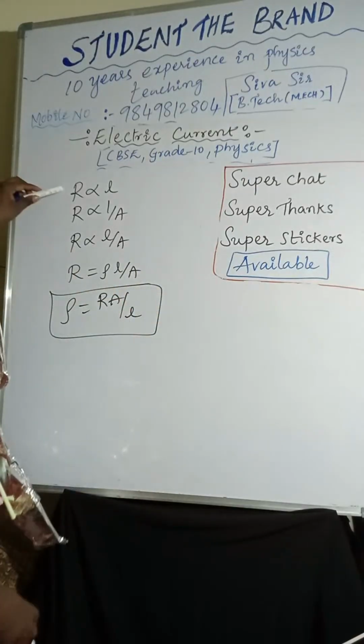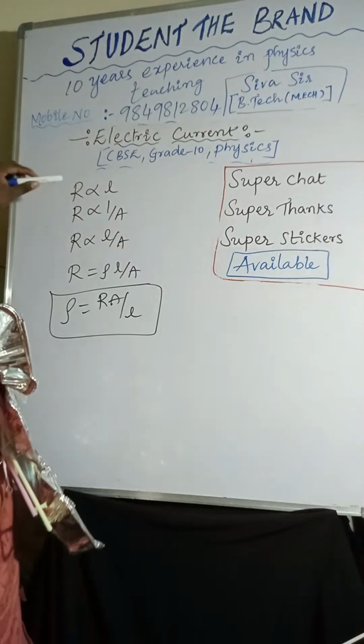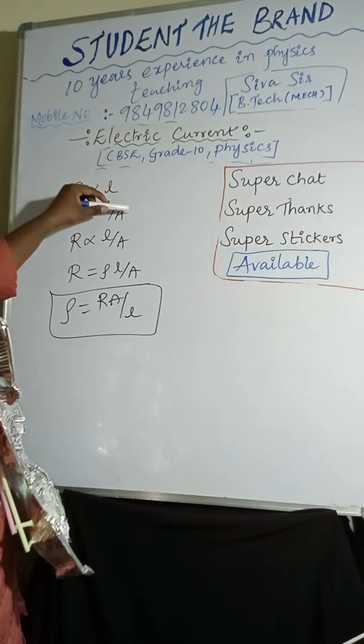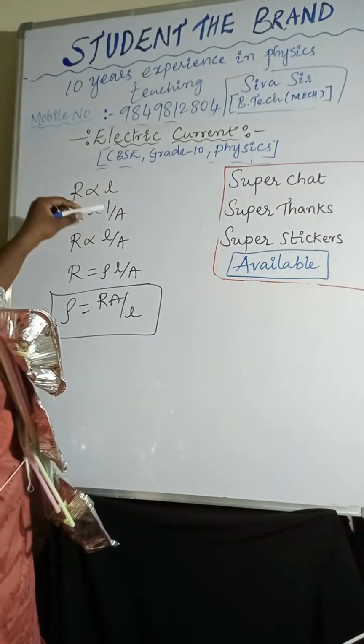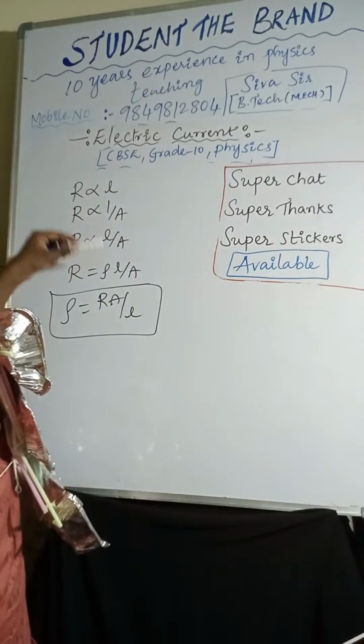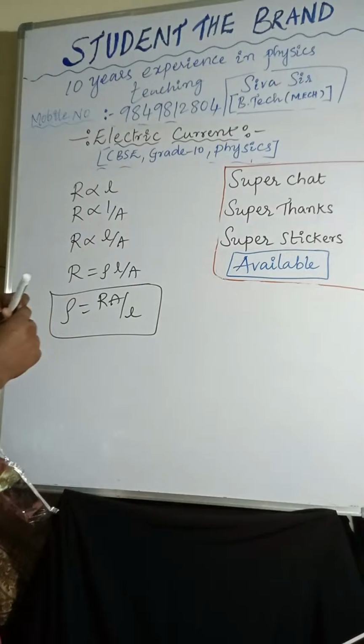R is directly proportional to the length of the conductor and inversely proportional to the area of cross section. So R equals rho into L by A, and rho equals RA by L.